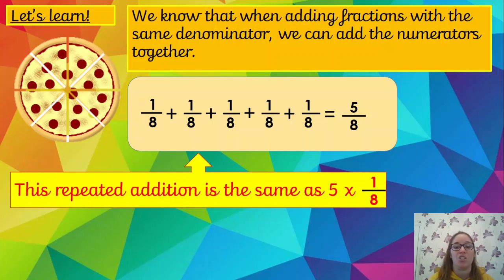This repeated addition is the same as 5 times 1/8. All we do is multiply this whole number by the numerator. 5 times 1 is 5, and the denominator stays the same.